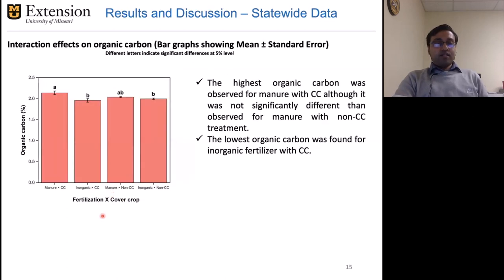So here for organic carbon, we can see the highest amount of organic carbon was found for manure with cover crop. And the second highest, although there is no significant difference between this group and this group, was found for the manure with non-cover crop group.